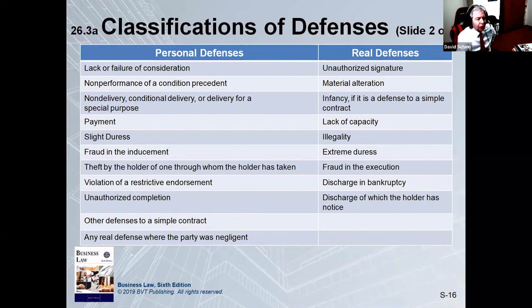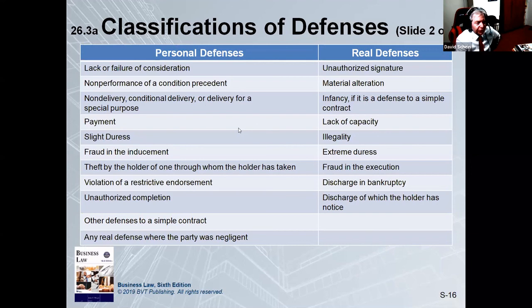Now, you say, Dr. Schein, I really don't want to memorize these two lists. Well, I'm not asking you to memorize the list, but what I want you to do, as you prepare for the next quiz, which will be the midterm exam, is to spend enough time with this slide, S16, that you are comfortable with picking these out. So if I covered up the screen and said real defenses versus personal defenses, and I gave you an example, you could say, yeah, that's a real defense. So let's reason together for a minute.